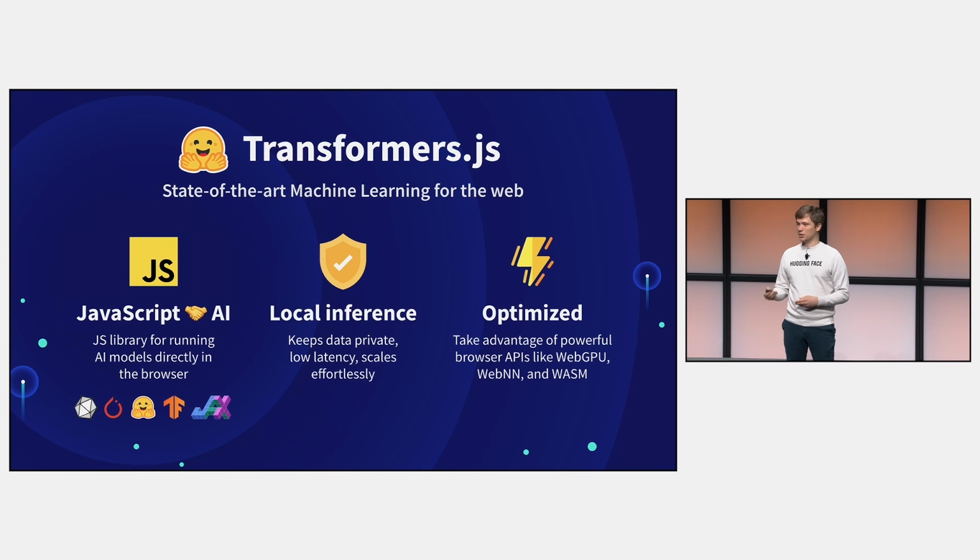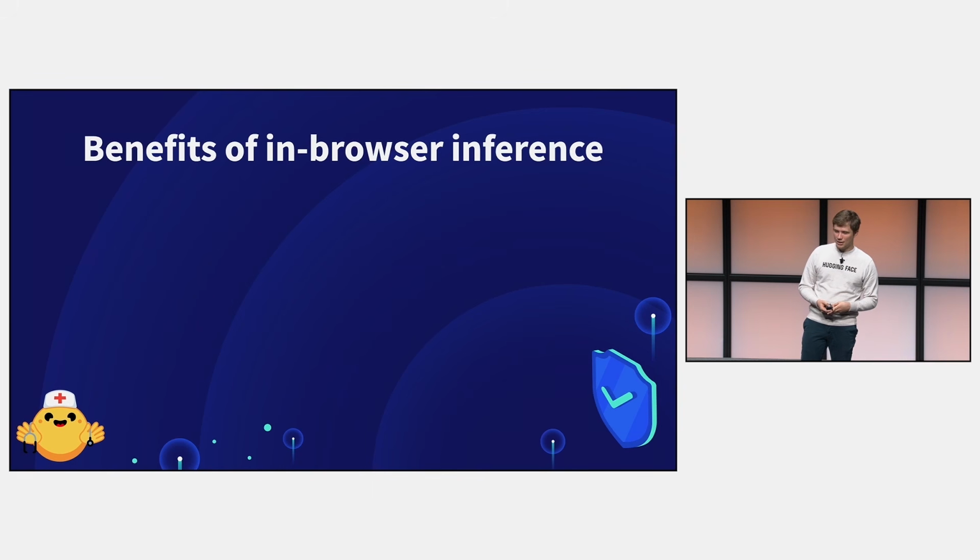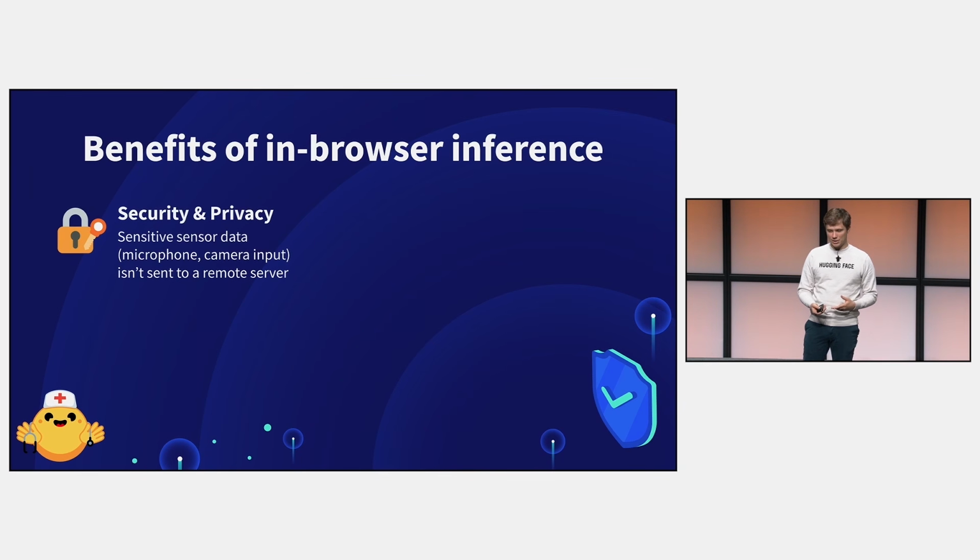We also take advantage of many browser APIs that are now at our disposal, like WebNN, as you just heard of, WebGPU, and WebAssembly. Some benefits of in-browser inference include, number one, security and privacy. So let's say you're recording a video of your face or microphone input. You maybe don't want that data to be sent over to a cloud. Maybe you're processing very sensitive documents that are related to your company. You want those to be parsed locally.